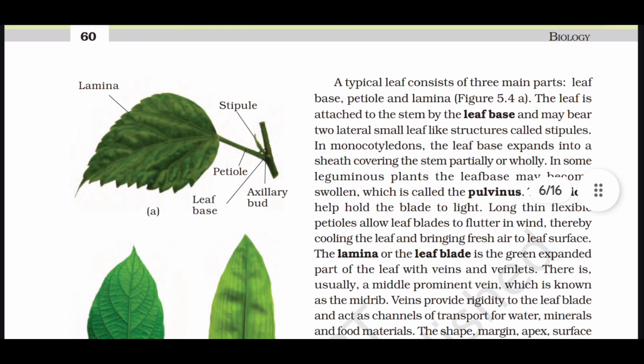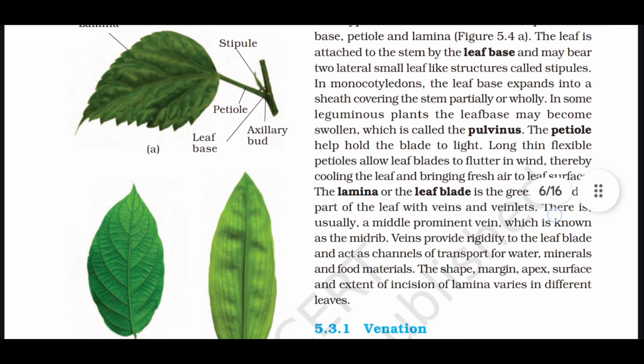The leaf is attached to the stem by the leaf base and may bear two lateral small leaf-like structures called stipules. In monocotyledons, the leaf base expands into a sheath covering the stem partially or wholly. In some leguminous plants, the leaf base may become swollen, which is called the pulvinus. The petiole helps hold the leaf blade to light.